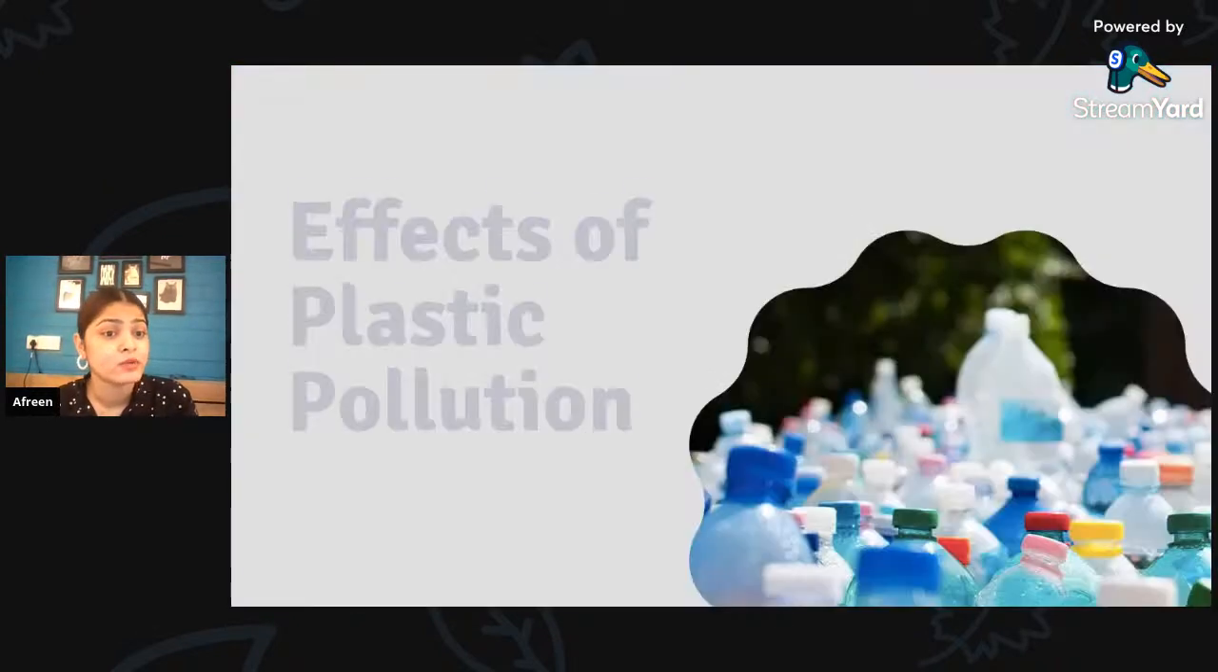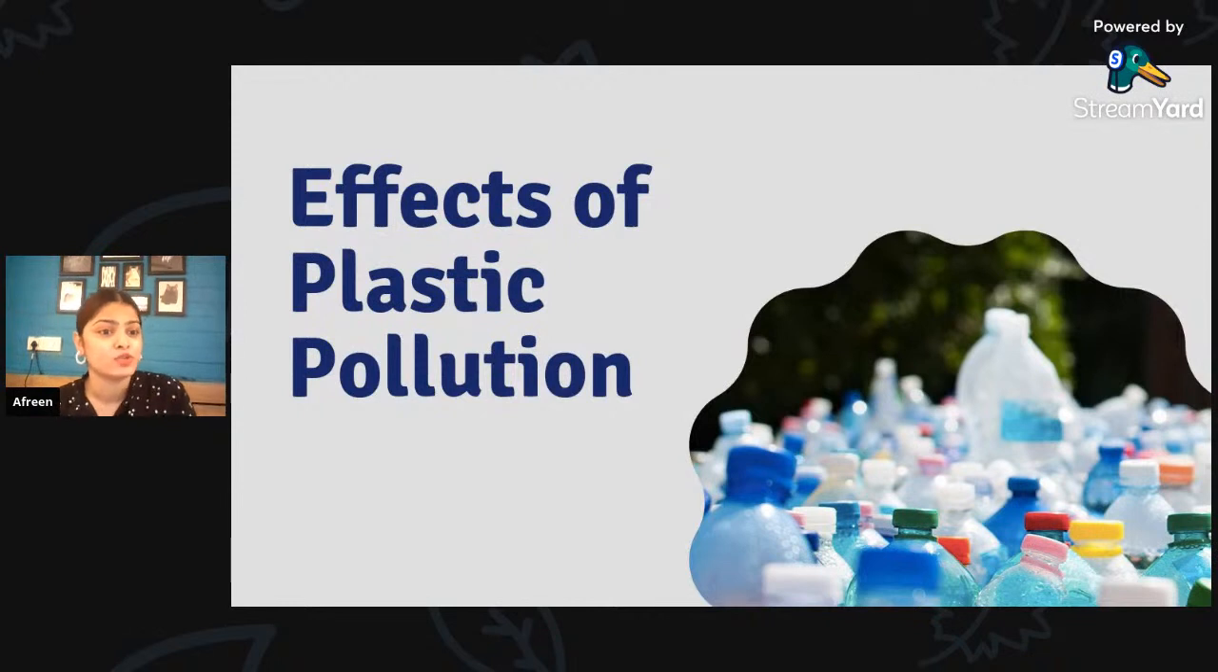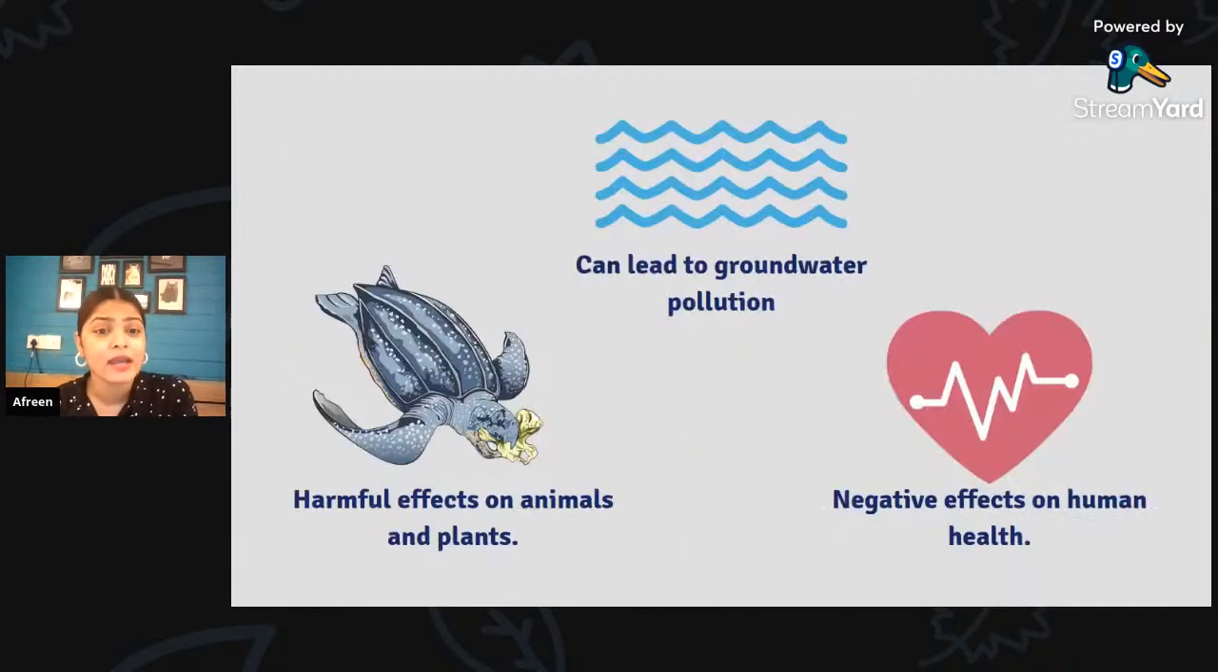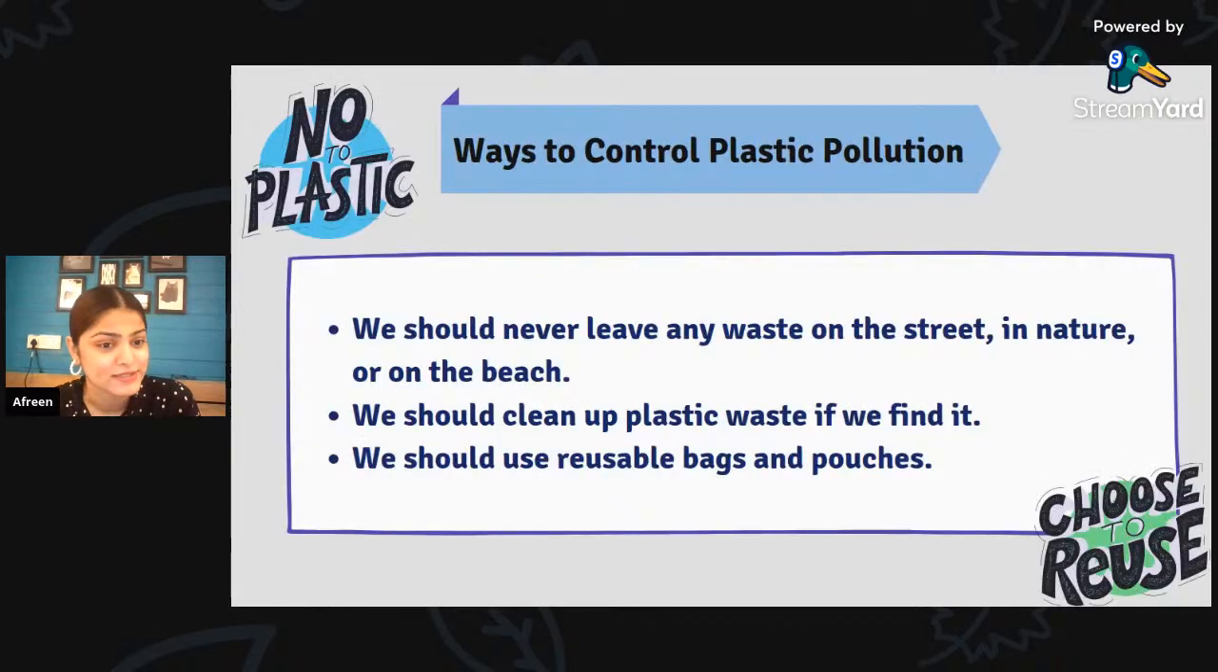Now, let's look at the effects of plastic pollution. Plastic pollution on land poses a threat to plants and animals, including human beings. Plastic waste entering the seas is increasing each year and is toxic to marine life and us humans. Are you all with me? Great. Now let us look at the solutions.